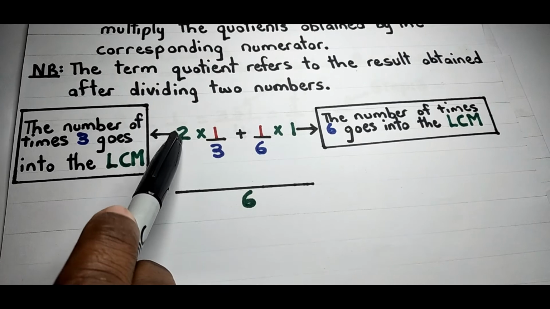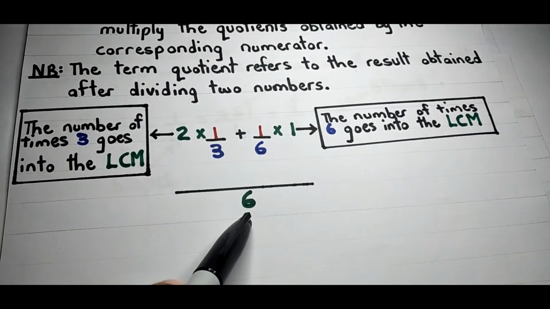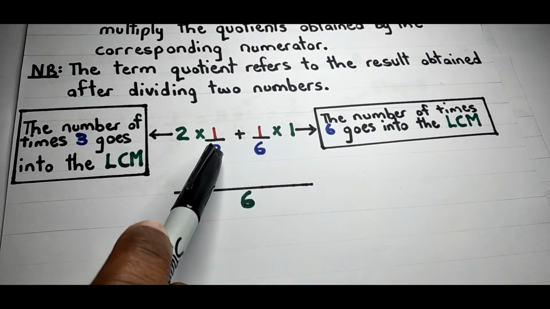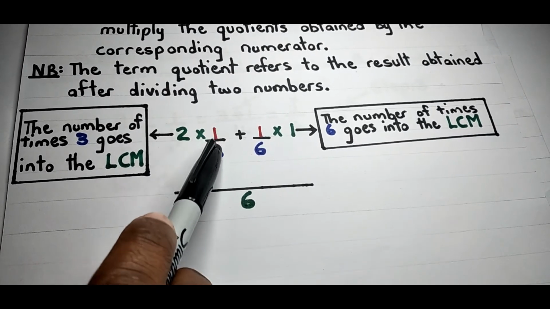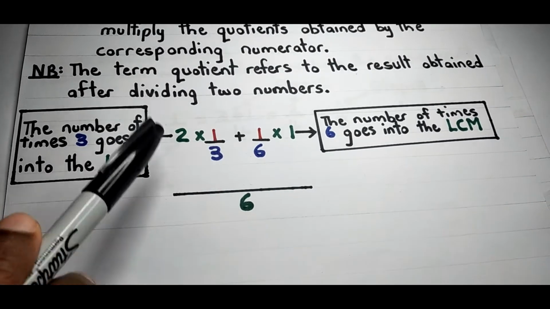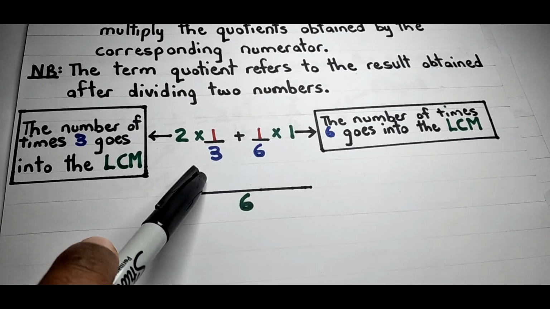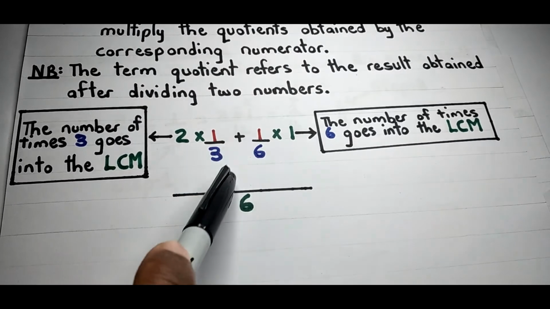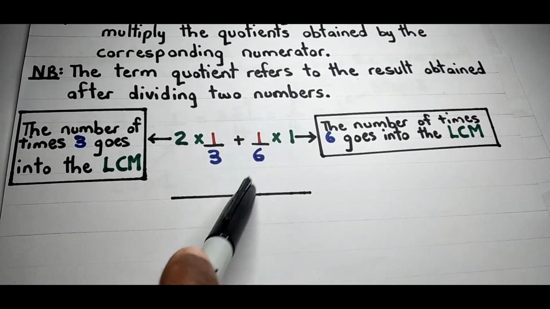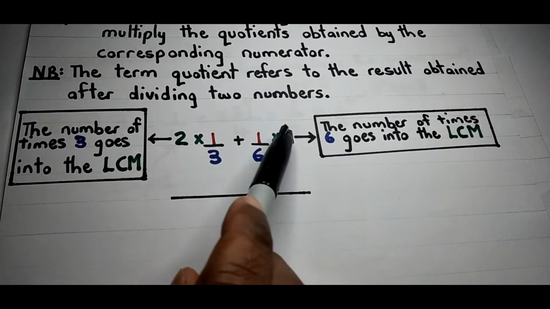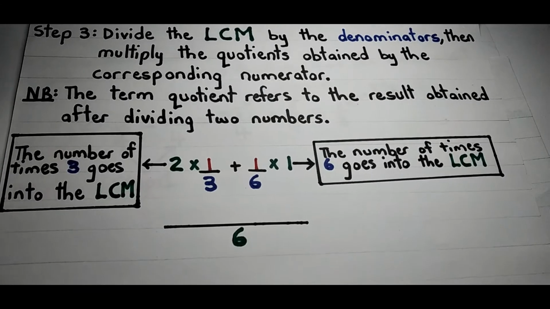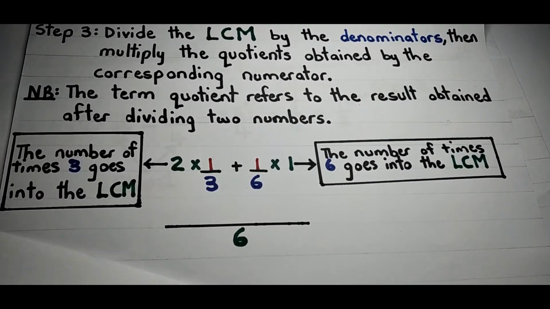We'll then multiply the number of times this 3 goes into this 6 right here by the corresponding numerator, the numerator that goes with this fraction. So 3 goes into 6 2 times, 2 times 1, and we'll write that result on this line right here. Then we'll put down the addition sign, and then we'll continue. 6 into 6 goes 1 time, 1. All right, and we'll bring that down just the same. And you'll see that in this aspect of the video.